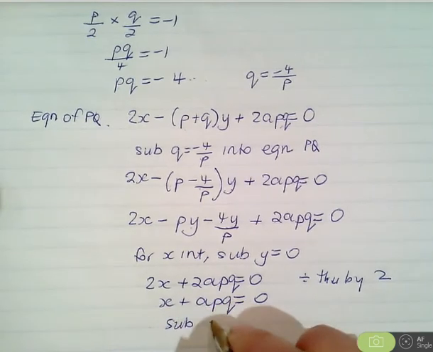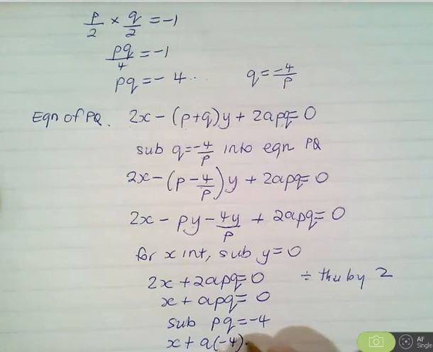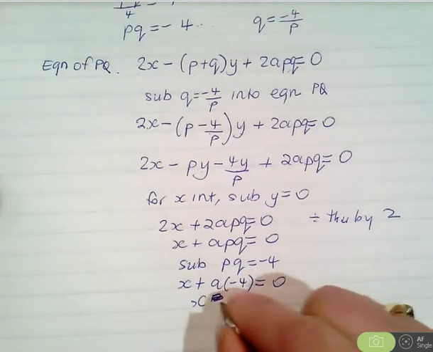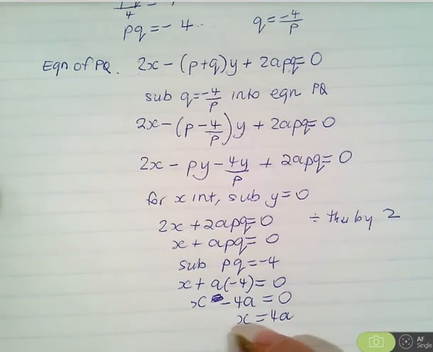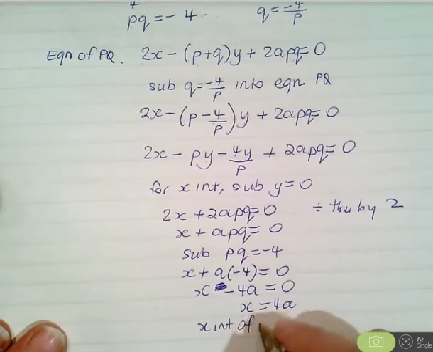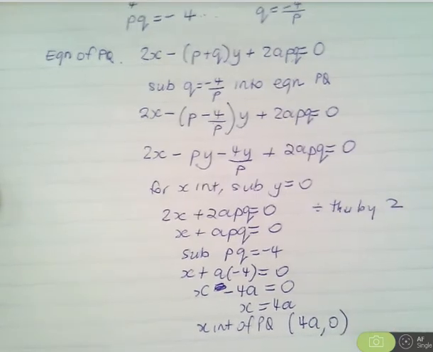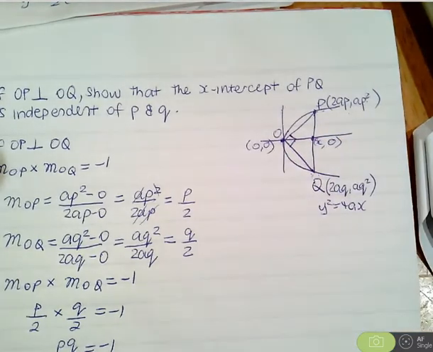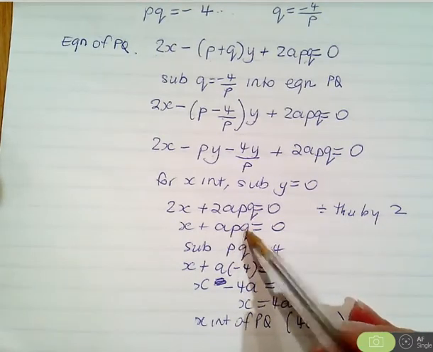Now we're going to substitute PQ equals -4 from part A, and we get x plus A times -4 is 0, which means that x minus 4a equals 0, which means that x equals 4a. So the x-intercept of PQ is 4a, that's the x value, and 0, because we know that for the x-intercept, it's some x value and y is 0. Remember, we substituted y equals 0 into our equation there, okay? Sorry about that. Q's all here made the substitution for PQ quite easy.